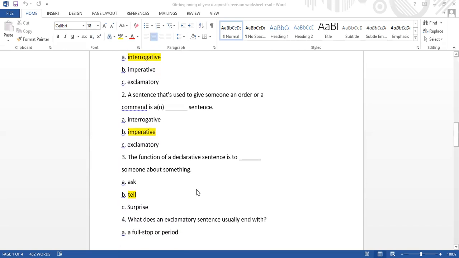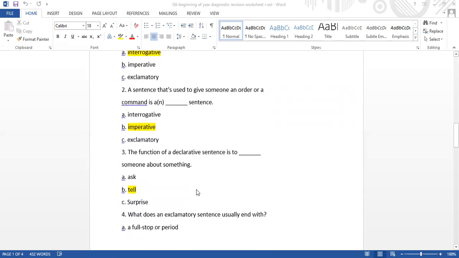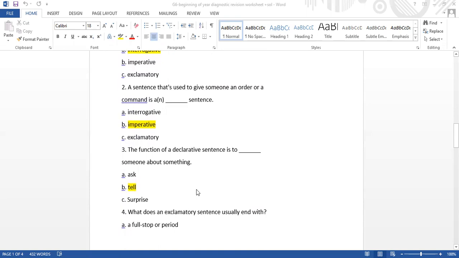Number 3, the function of a declarative sentence is to tell someone about something. So the declarative sentence, we make a statement and we tell something. For example, I like the color red. In this sentence, I'm telling a statement. It's a statement, and I'm telling you about my favorite color, for example, which is red.